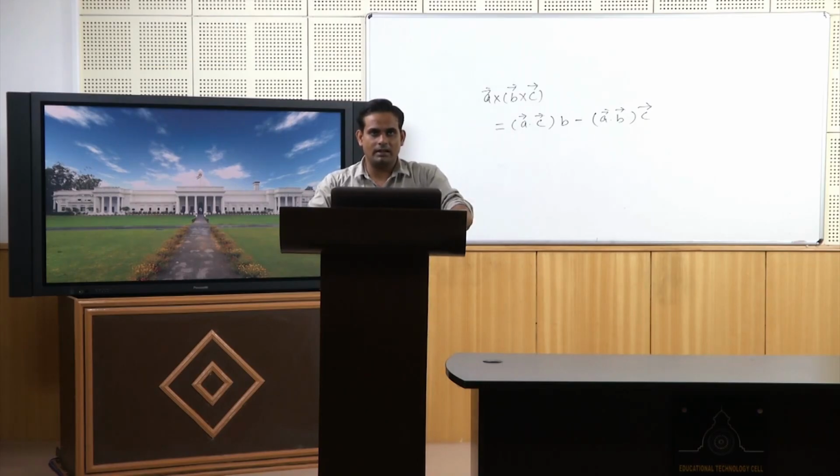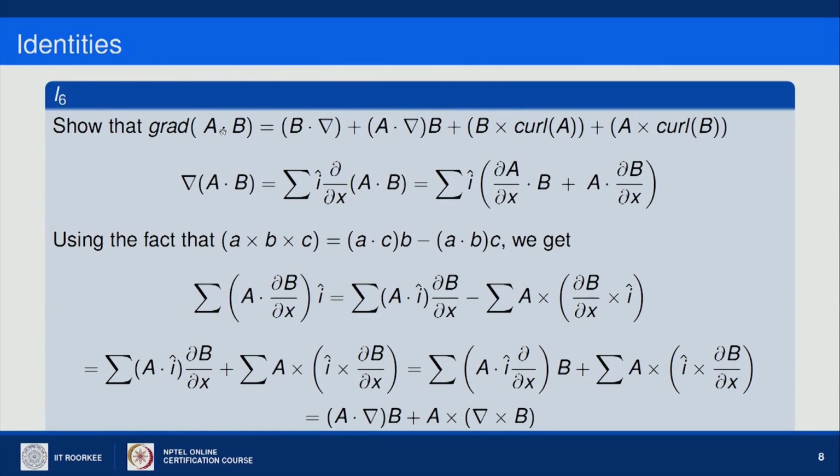My next identity is that gradient of A dot B equals B dot del operating on A plus A dot del operating on B plus B cross curl A plus A cross curl B. Sorry, A is missing here, so it is B dot del operating on A. So, gradient of A dot B, in short I can write it as sum of I del by del x operating on A dot B. So, it will be summation I del A by del x dot B plus A dot del B by del x.